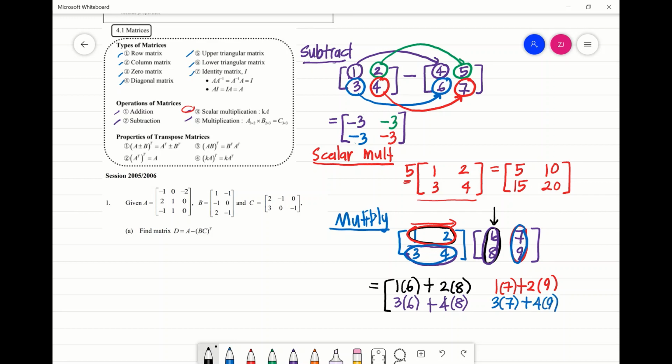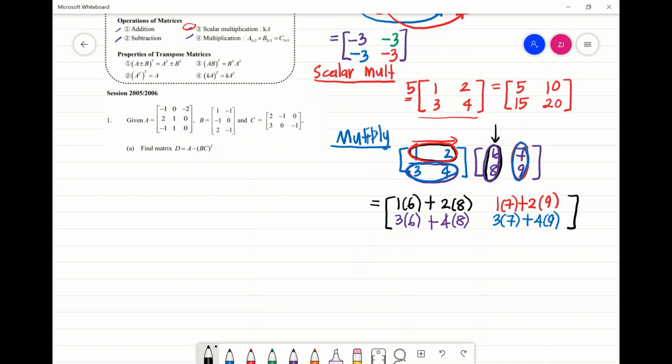Then we put the bracket here. We just use the calculator to get the answer. So 6 plus 16 will give us 22, 7 plus 18 will give us 25, 18 plus 32 will give us 50, and lastly 21 plus 36 will give us 57. So this is the answer to this matrix multiplication.